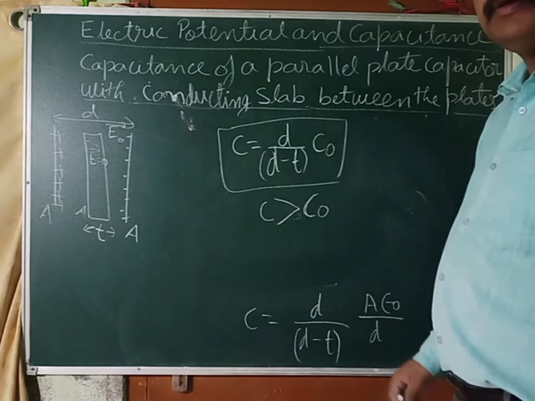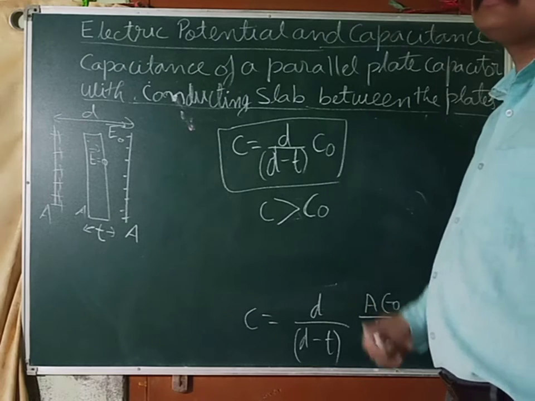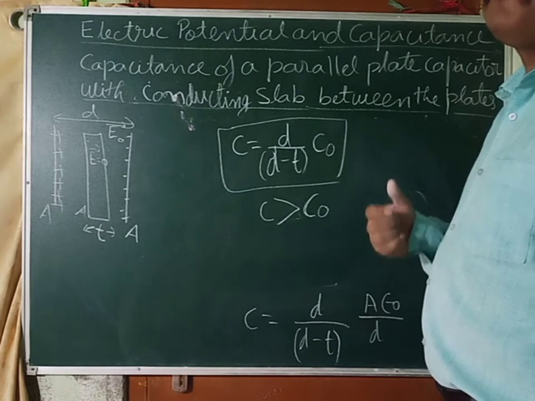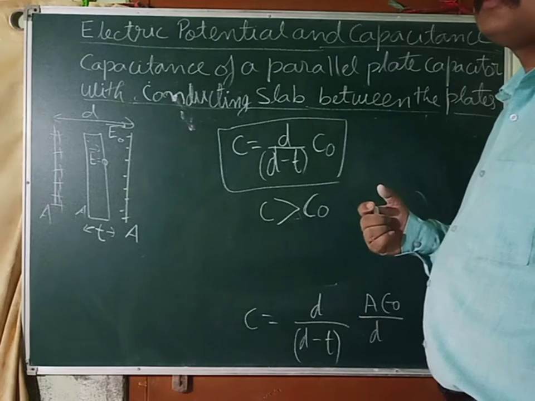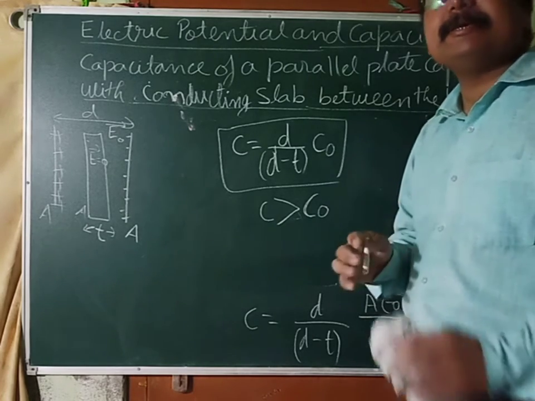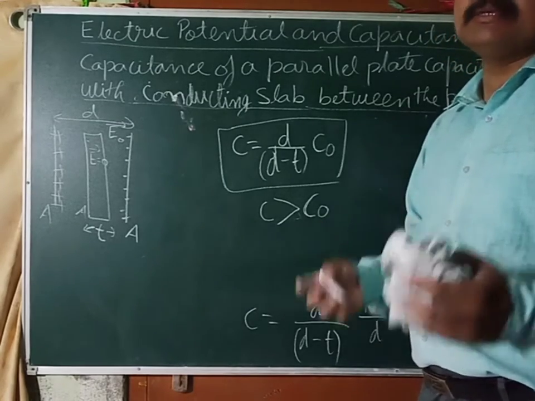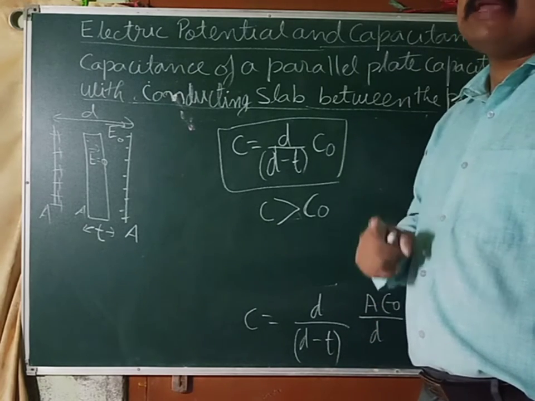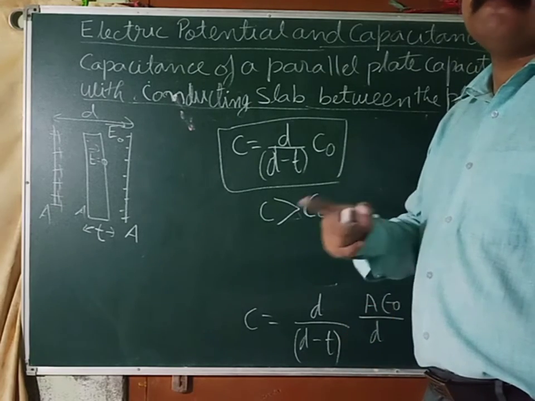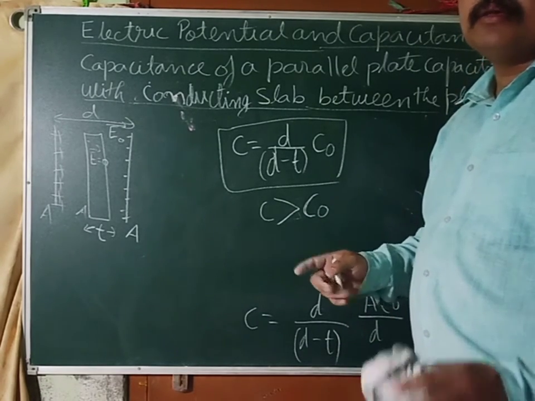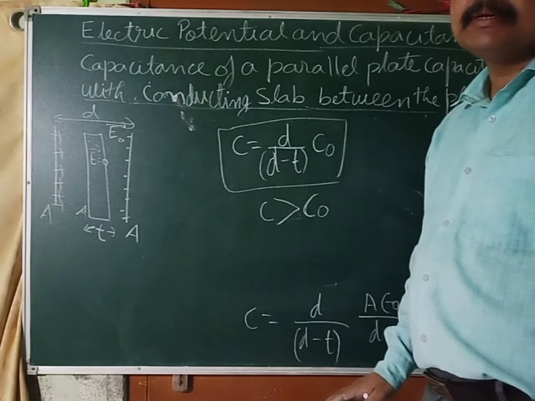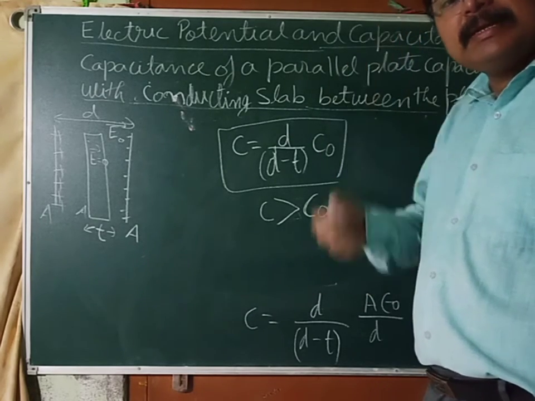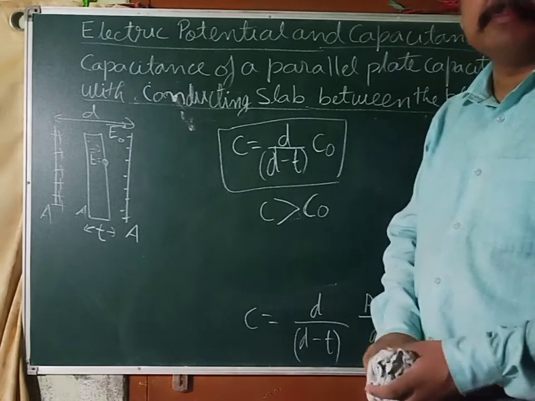Okay, just note down. When a conducting slab is placed between the plates of a capacitor, then its capacitance increases, and becomes infinite when the space between the plates is completely filled with a conducting slab.